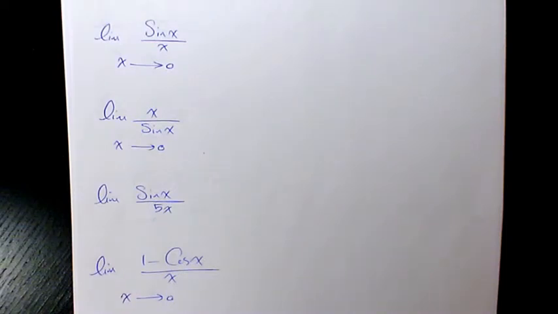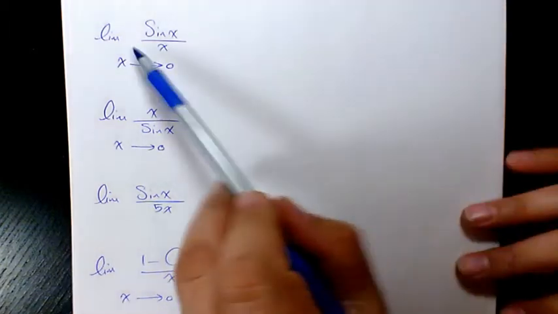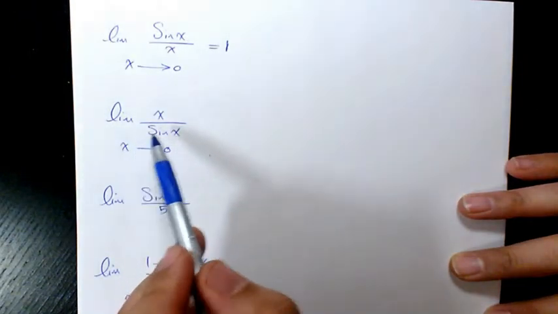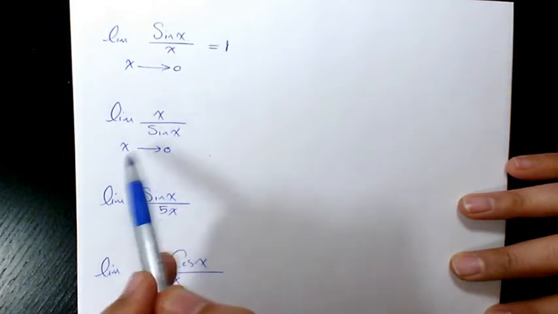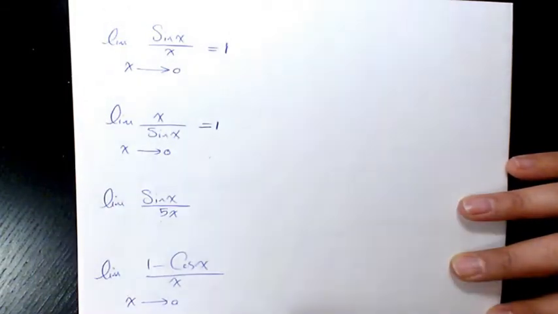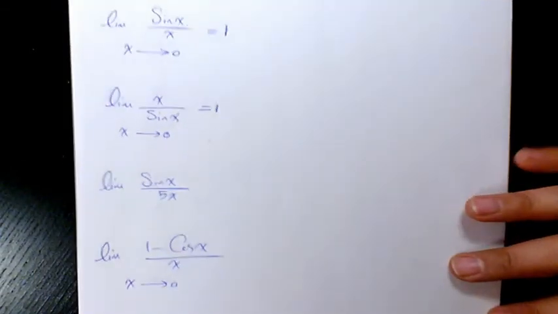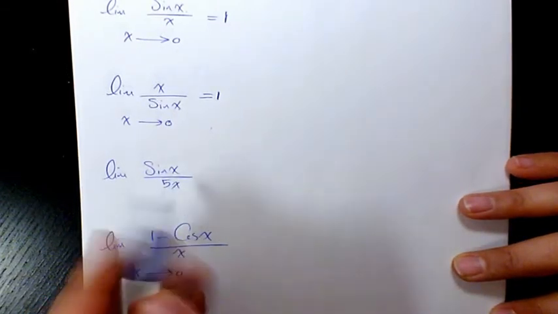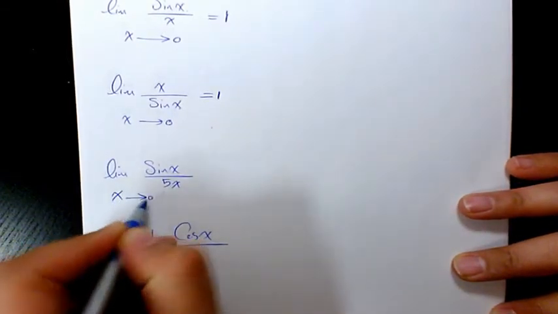Welcome to another video. In this video I want to show you how to do trigonometric limits. Whenever we have limit of sine x over x when x approaches 0, the answer is going to be 1. We have the same thing when we have x over sine x, and when x approaches 0, the limit is going to be 1. Now imagine if you have limit of sine x over 5x when x is approaching 0.